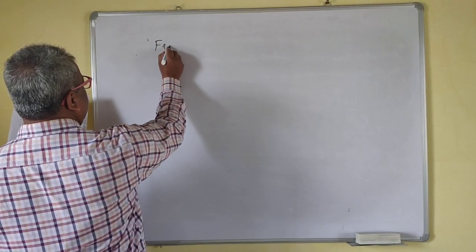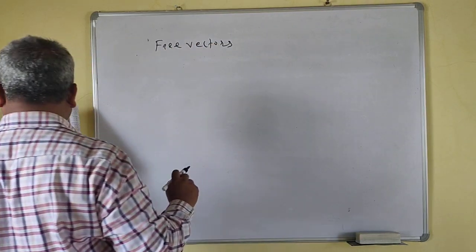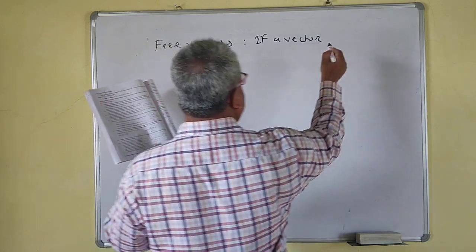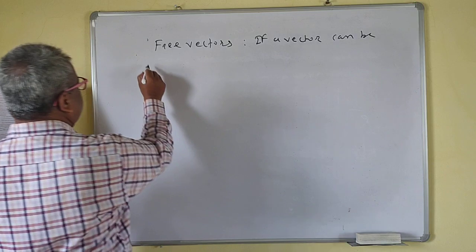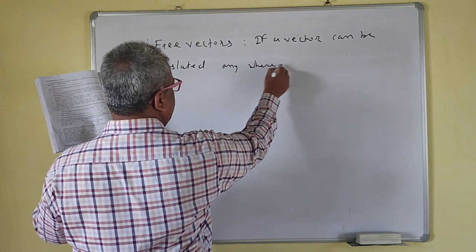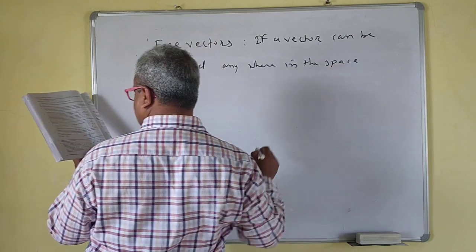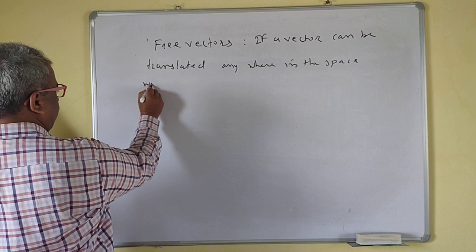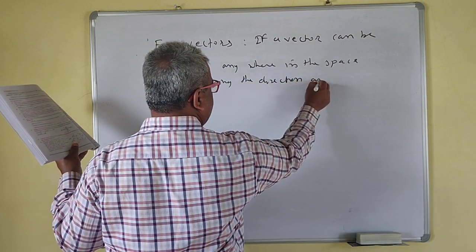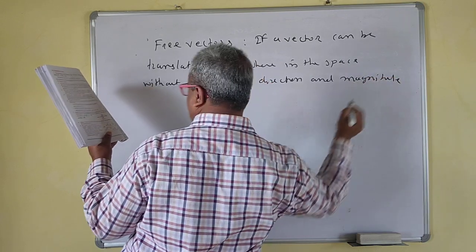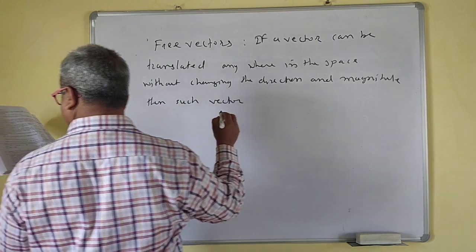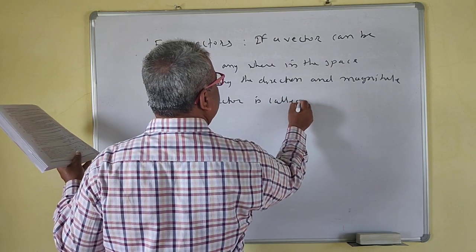Now free vectors, this is very important. If a vector can be translated anywhere in the space without changing the direction and magnitude, then such a vector is called a free vector.